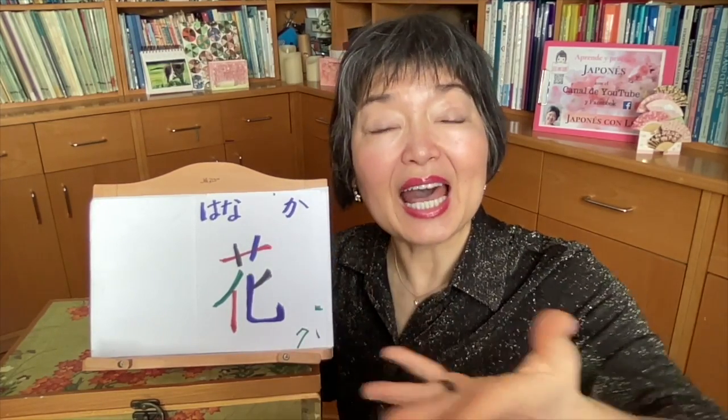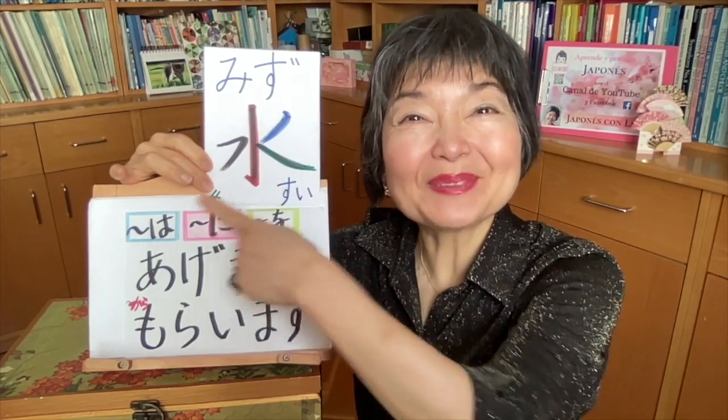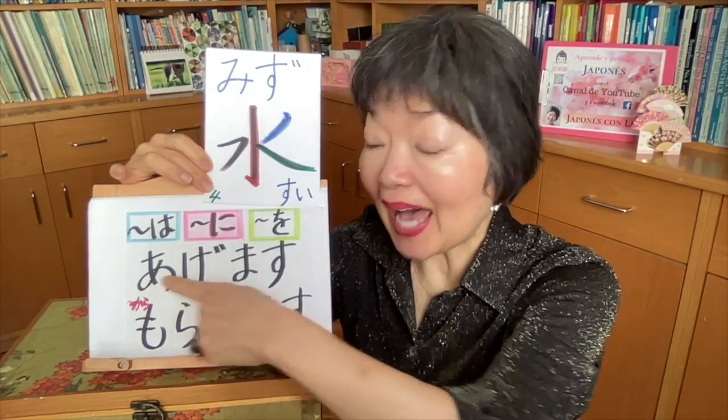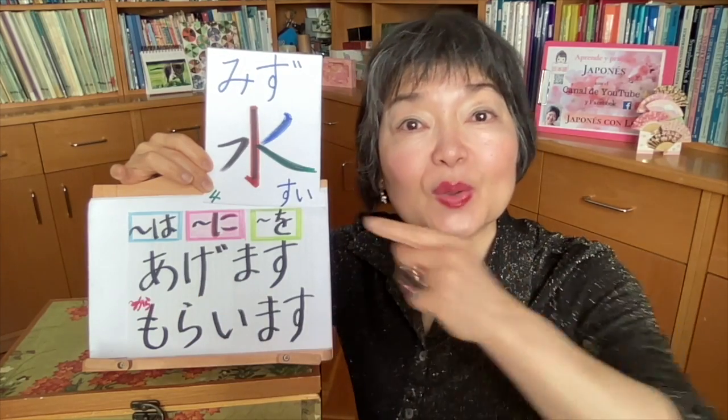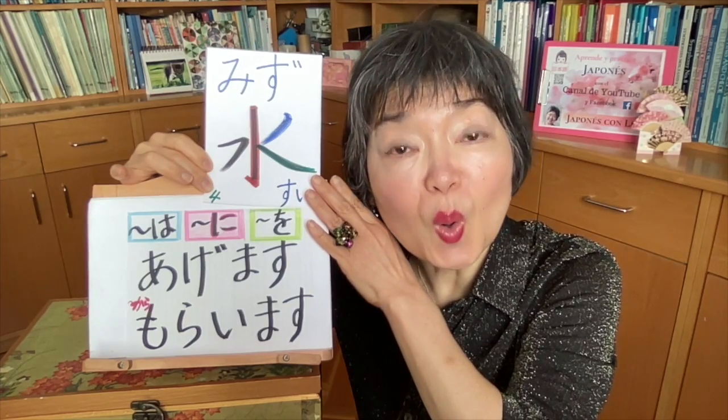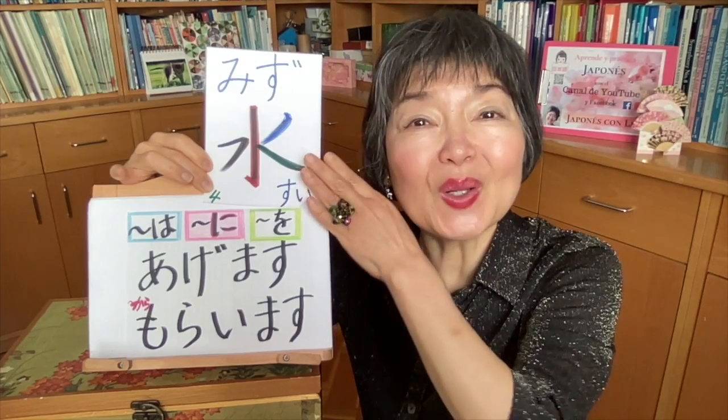I must give some water to flowers. 花, flower or flowers. And here, I must give some water to flowers. So to flowers, this is the indirect object. So in Japanese, we need to put に: 花に. Water, 水, and we say 水をあげます, to give some water. And 水, what do you give? So 水 in this case is the direct object. So in Japanese we need to put the particle を: 水をあげます.